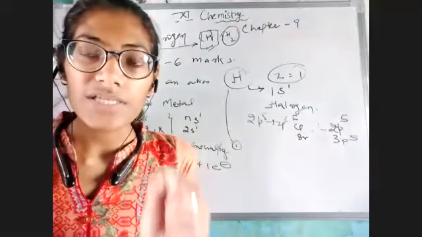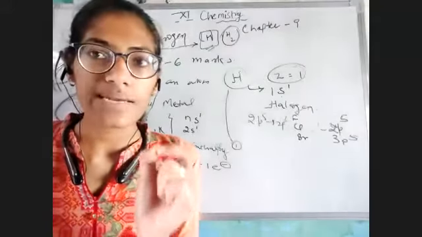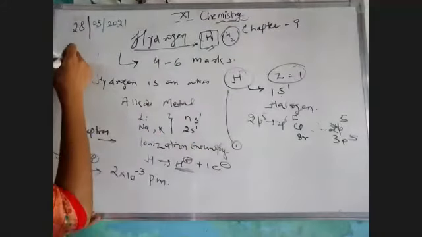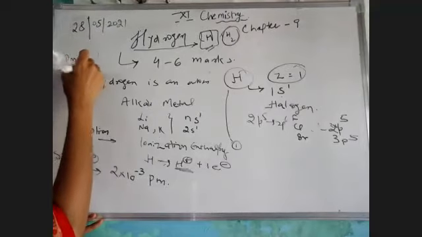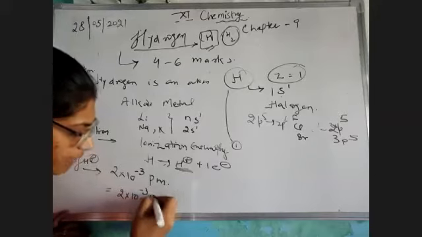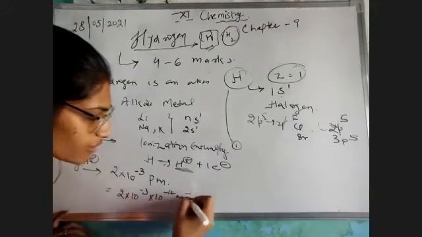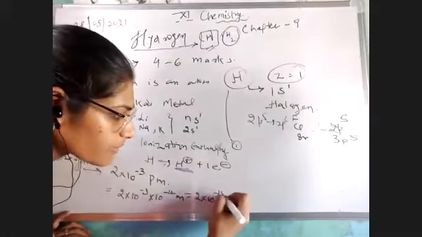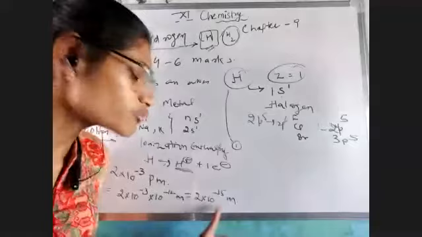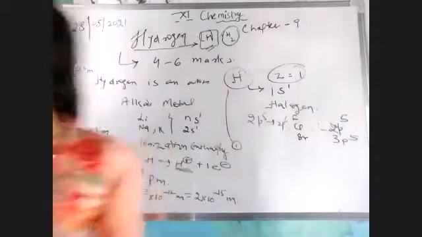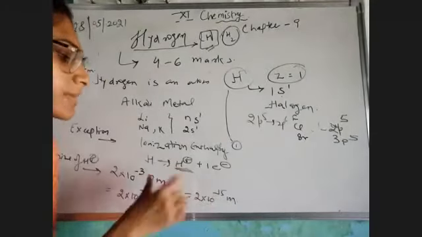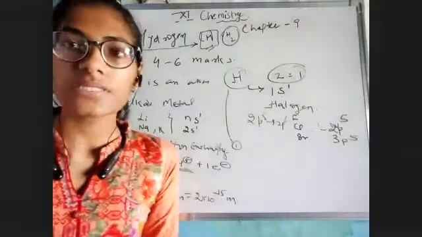Another point is, children, 1 picometer is equal to 10 raised to power minus 12 meter. You know that very well. In the first chapter we have studied picometer is equal to 10 raised to power minus 12 meter. So it would become 2 into 10 raised to power minus 3 into 10 raised to power minus 12, that is 2 into 10 raised to power minus 15 meter. Can you imagine how small it would be after releasing one electron? Its atomic size would be so small that it is almost impossible for H positive to exist free.